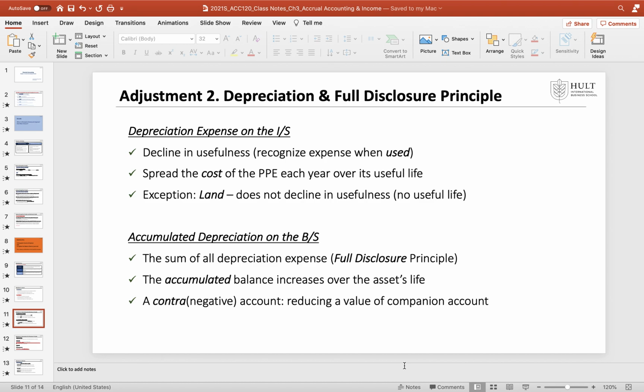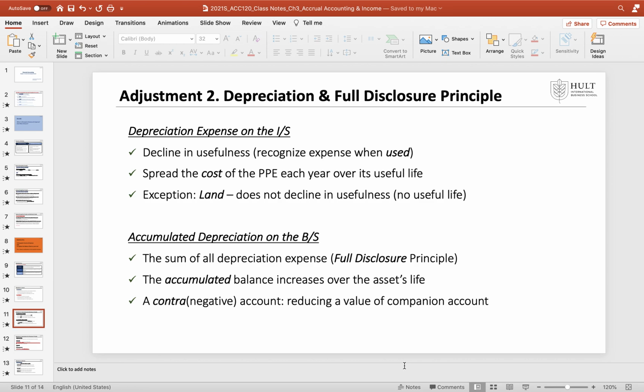Now let's practice the adjustment journal entry. One adjustment entry is for depreciation, based on the full disclosure principle. Depreciation is when the company uses the PP&E, property and plant equipment, each year over its useful life. So it shows a decline in usefulness.